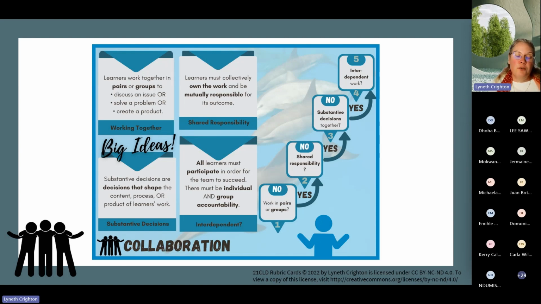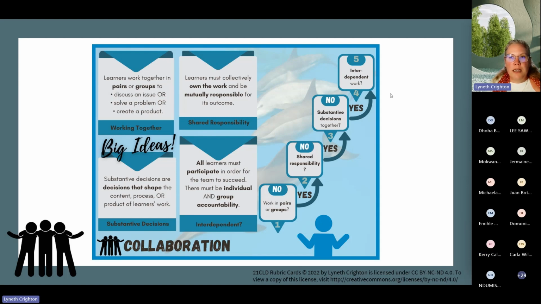So for example, if you're in a group and they are creating a PowerPoint presentation, at the end of the day, there's one presentation that they're all responsible for. Substantive decisions is the next question. That is about, do they decide together about the content, the process, what it looks like, how they're going to present it. So in other words, they have to collaborate, work together, compromise, discuss.